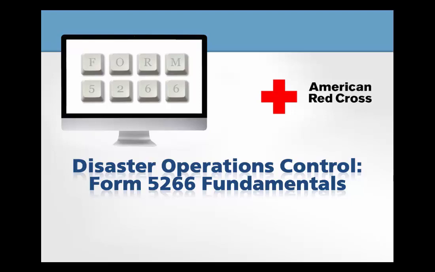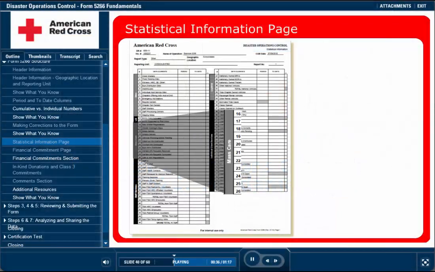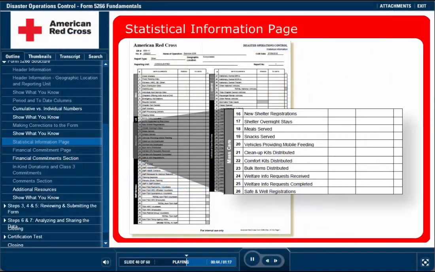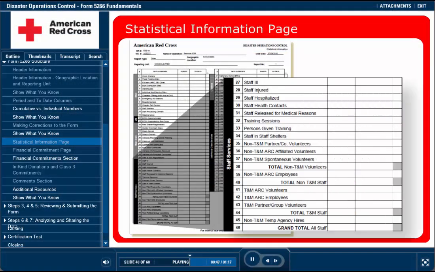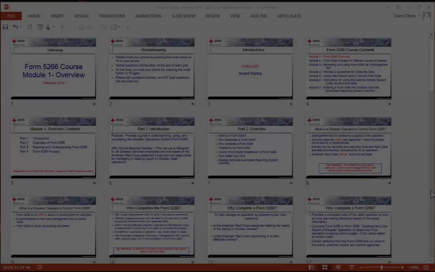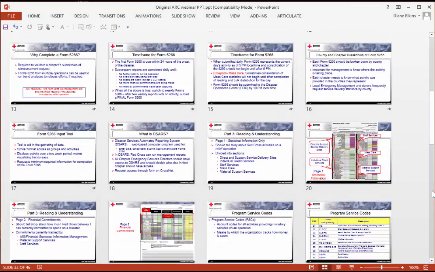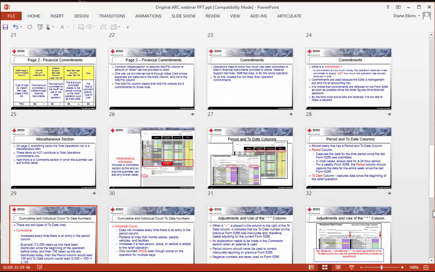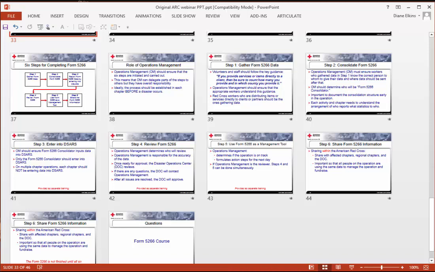The American Red Cross needed to train volunteers how to conduct statistical tracking during relief efforts, tracking such as how many meals were served or how many people volunteered. They had been training on this form, Form 5266, in a 3-part, 3-hour webinar that looked like this. They came to Artisan to convert it to self-paced e-learning.